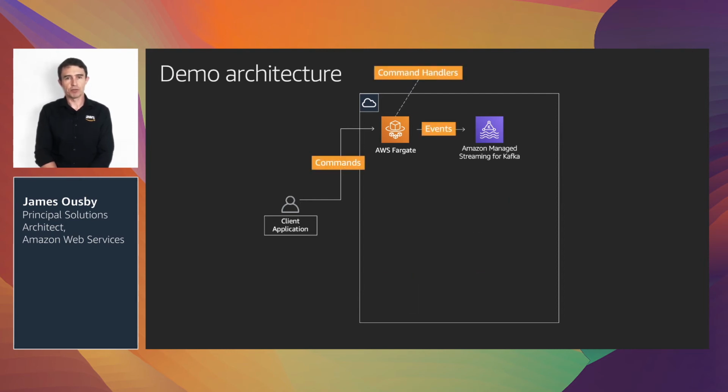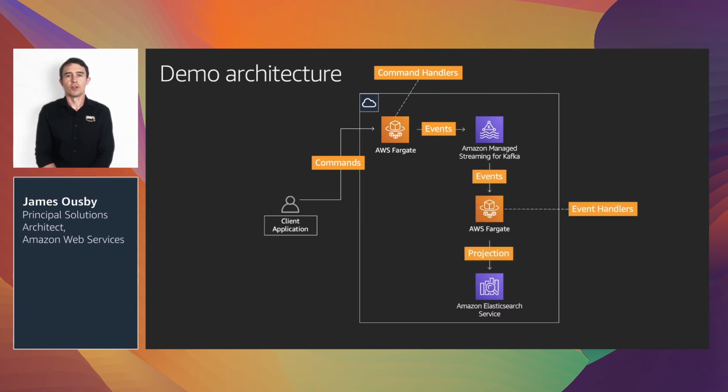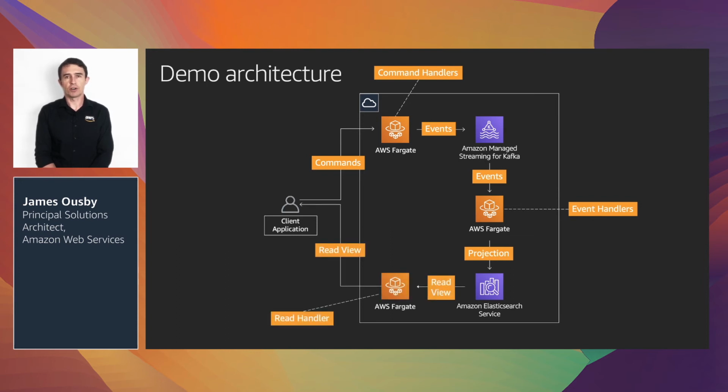So if we break that down a bit further, the client issues commands. The first set of containers contains our command handling code, which generates events and stores them in Kafka. We then have our event handlers, which read events from Apache Kafka and create our projection in Amazon Elasticsearch. And then we have our final set of containers, which reads our projection from Elasticsearch and returns the data to the consumer.